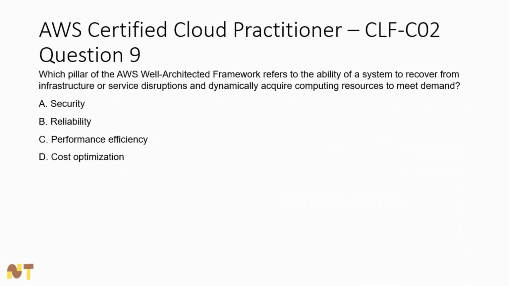So, the next question is, which pillar of AWS well-architected framework refers to the ability of a system to recover from infrastructure or service disruptions and dynamically acquire computing resources to meet the demands? Options are A. Security, B. Reliability, C. Performance efficiency, and D. Cost optimization.